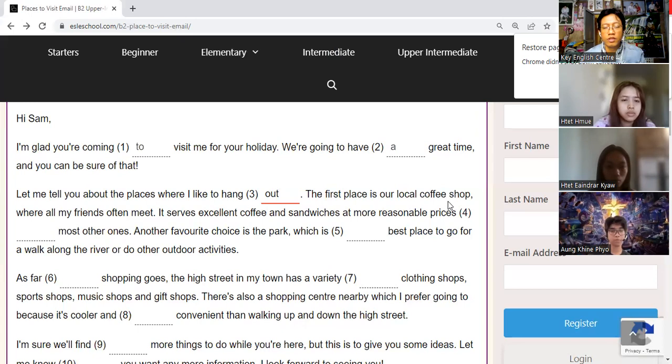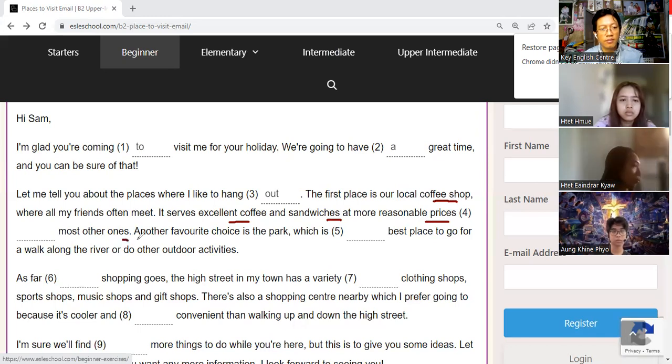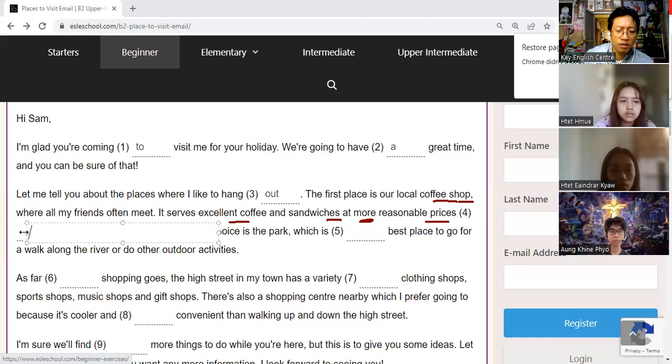The first place is our local coffee shop. All my friends meet at the coffee shop. Excellent coffee, reasonable prices. So the first place is the coffee shop. Why? Excellent coffee and sandwiches, reasonable prices, most other ones. You see a key part here, more. More than. That's right. More than. Yeah. More than.